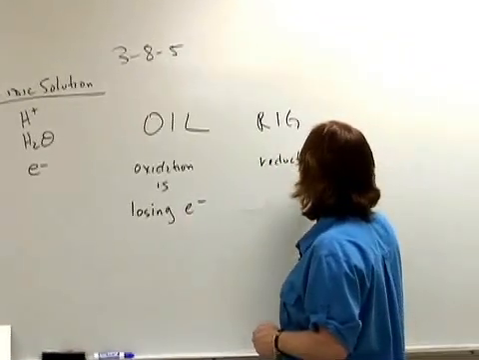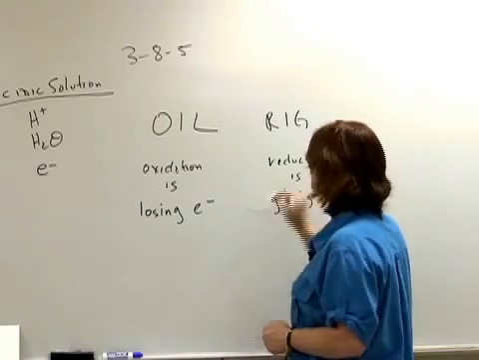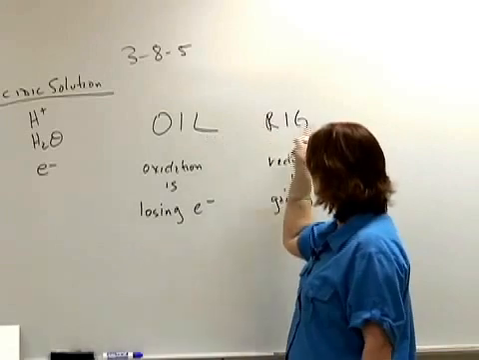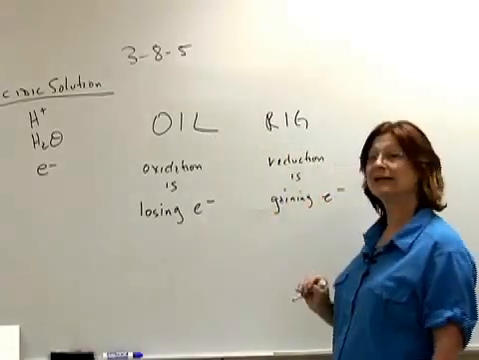Reduction is gaining electrons. That's an easy way to remember it. Oil rig. Oxidation is losing electrons and reduction is gaining electrons.